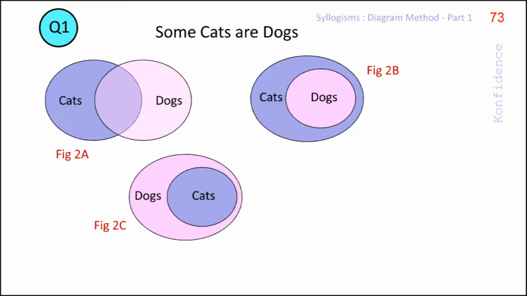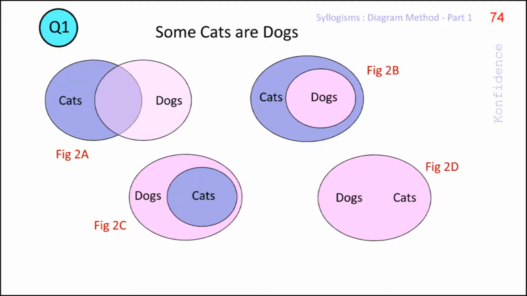For the statement some cats are dogs to be true, the condition is that there should be at least one element of the set cats which is also a member of the set dogs. That is, there should be some overlap between the sets cats and dogs. Similarly, figure 2d also is a possible representation of some cats are dogs. Over there, all cats are dogs and all dogs are cats. Looking at that figure also, I can say some cats are dogs because in that diagram, there are members of set cats which are members of set dogs.